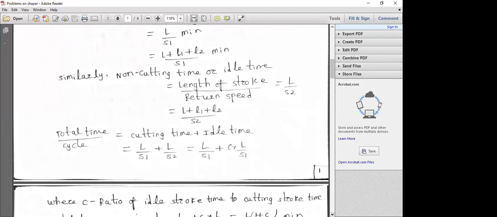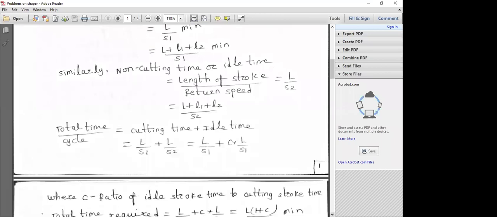So just try to remember, because here people try to commit mistakes as far as the problem is concerned. So C is equal to the ratio of idle stroke time to cutting stroke time, the ratio of return stroke time to the cutting stroke time. So that is very much important. So just try to observe.